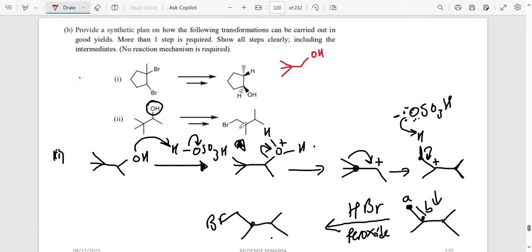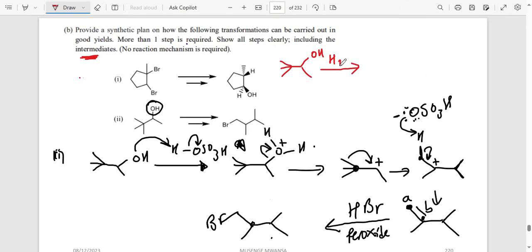Yes, you are just writing the reactants and some possible intermediates, the intermediates that you are forming. There's no need of a mechanism. Okay, no reaction mechanism required. So we are starting with this one. Just show what you did, what you reacted with.